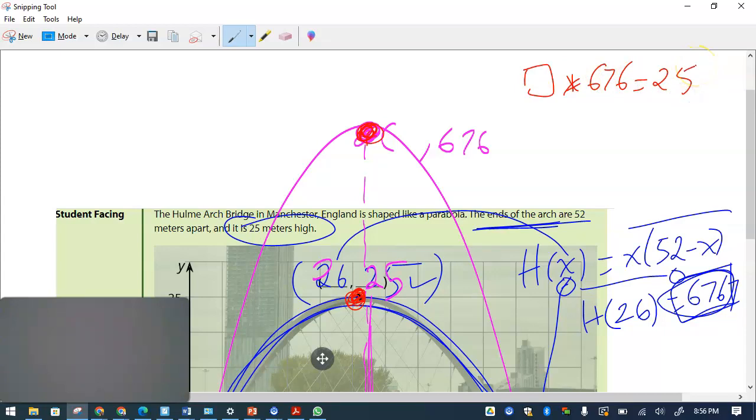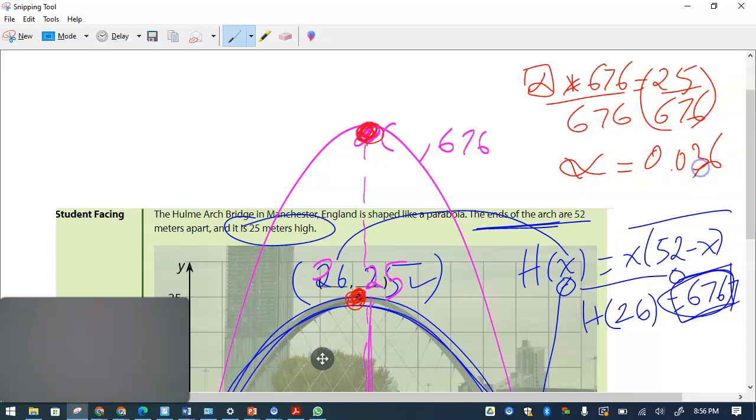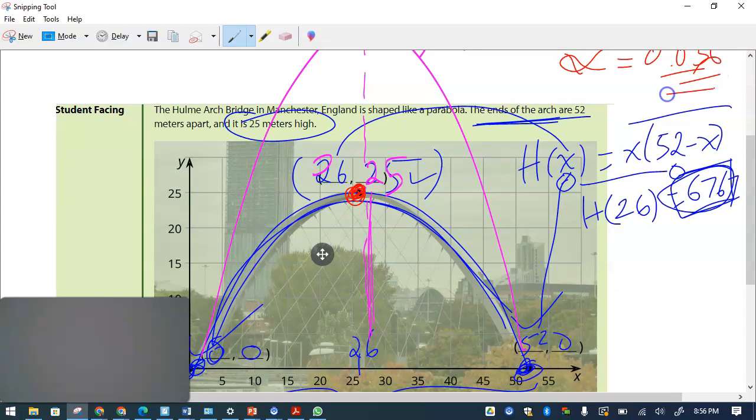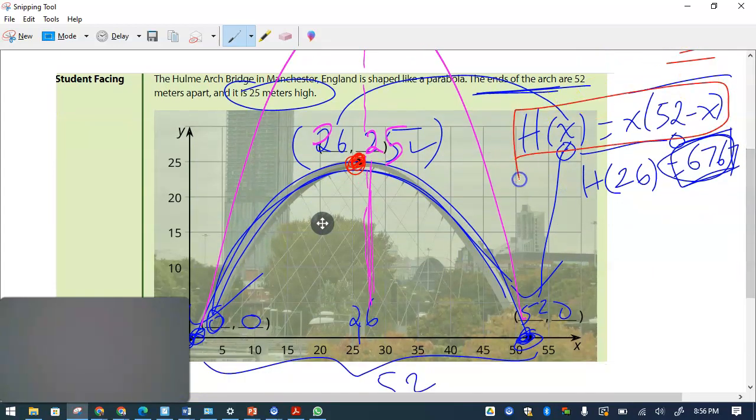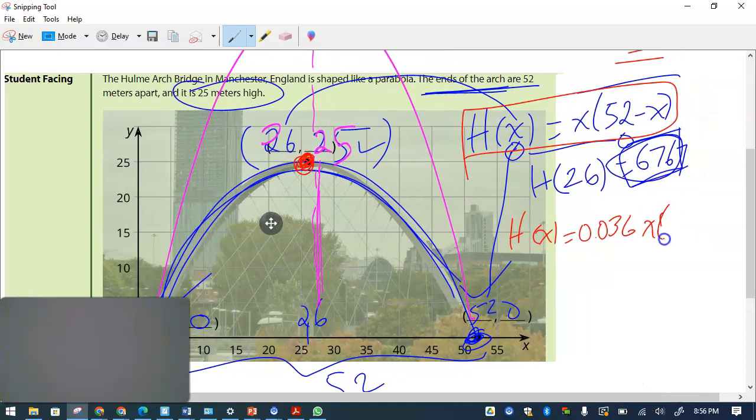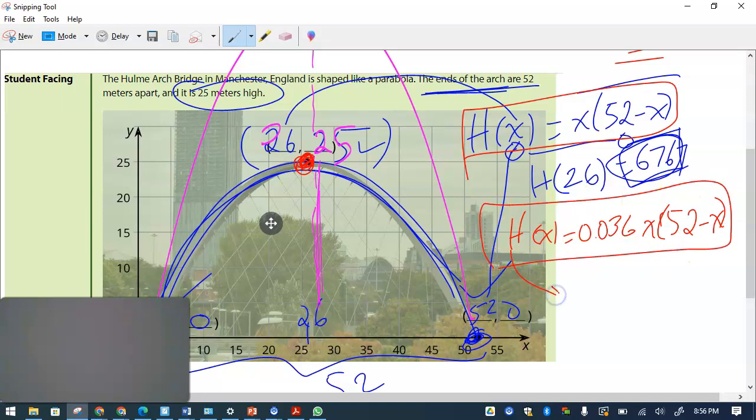Because we don't know, I can always put some letter, alpha. Then you divide by 676 on both sides, and you get alpha equals a fraction, which is 0.036, and that's what we have to use. This equation we rearrange and write as 0.036 times x times 52 minus x. When you plug in 26, you will get the answer 25.